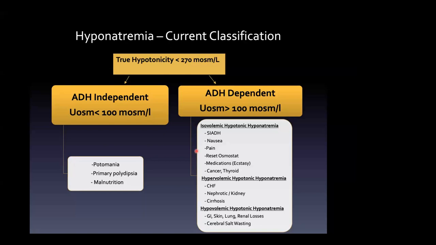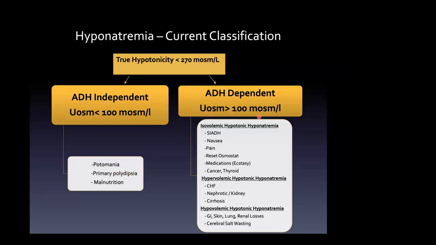So hyponatremia, if you look at UpToDate and the American literature, it says that ADH less than one, urine osmolarity less than 100, this is an ADH-independent hyponatremia. So this can happen in beer potomania, primary polydipsia, etc.